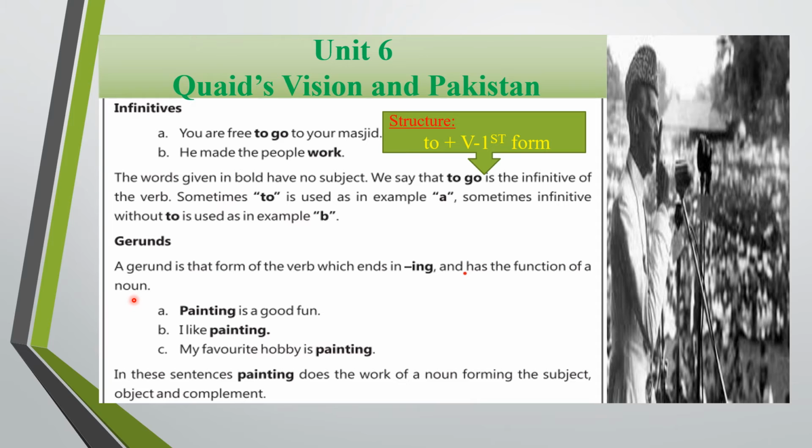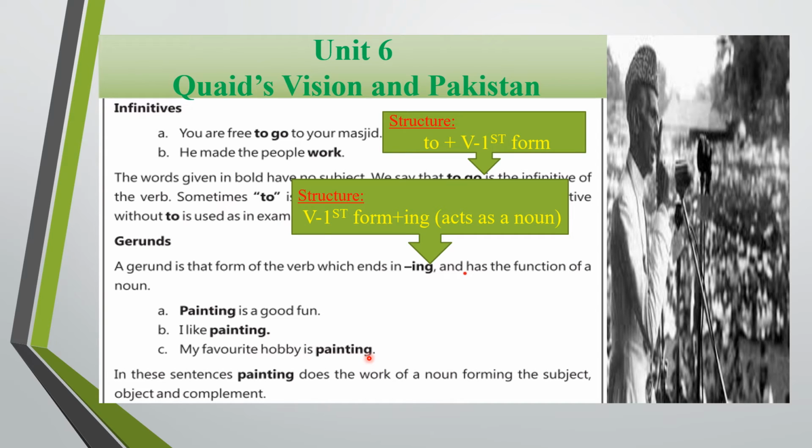It is second condition of being a gerund. First it should take ing with verb, first form of verb, and secondly it is must for it that it should function like a noun. In the given example, in each example, painting is being used as a noun. So look at the structure of gerund, first form of verb plus ing, and it acts as a noun.